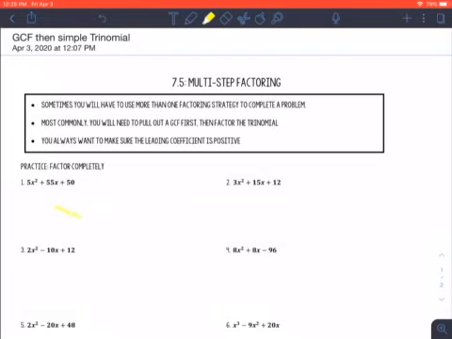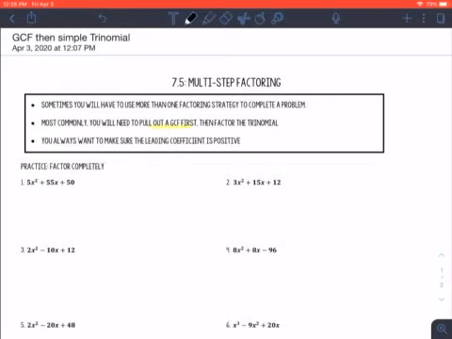Okay, what we're going to look at in this section is factoring, just like we did last time, but there's going to be an added step. So if we look at the first bullet point, sometimes you will have to use more than one factoring strategy to complete a problem. Most commonly, and in this worksheet, these practice problems, you will need to factor out a GCF first, and then factor the trinomial like we looked at last lesson. An important thing is you always want to make sure the leading coefficient is positive.